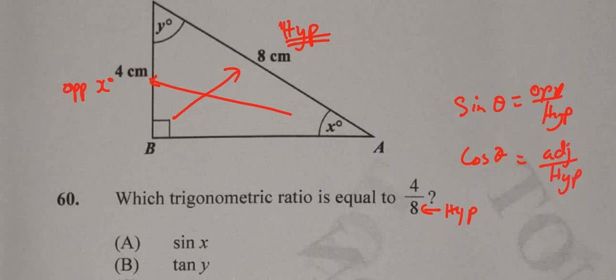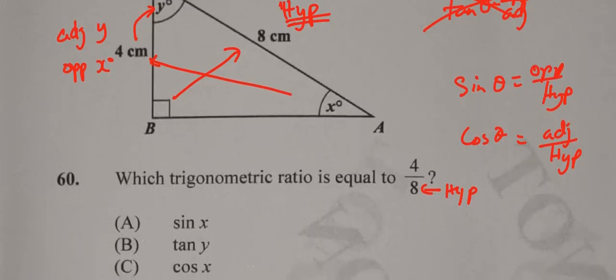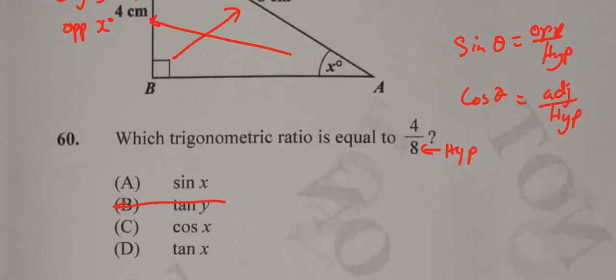We know this 4 centimeters could also be the adjacent side, but it's adjacent to what? It's next to y. So this is adjacent to y. Which one of those will work? It's going to be either cosine or sine. It cannot be tangent, because tangent is opposite over adjacent, and we are not given both. The 8 is the hypotenuse, and the hypotenuse is not involved in tan. So we have to take out tan for sure.